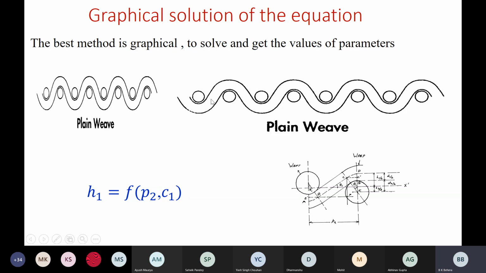So height, crimp percentage and thread spacing, all three things are shown in this diagram. H, P and C value, crimp, what you see here, C. They can be generalized in a function. It's called H1 is equal to a function of P and C: crimp amplitude is a function of thread spacing and crimp percentage in the yarn of a fabric.